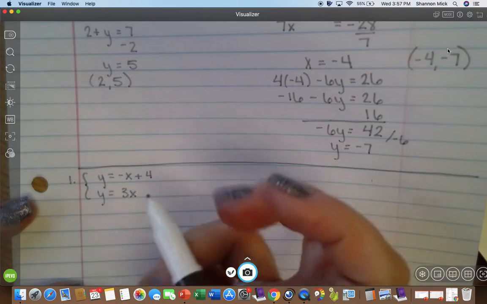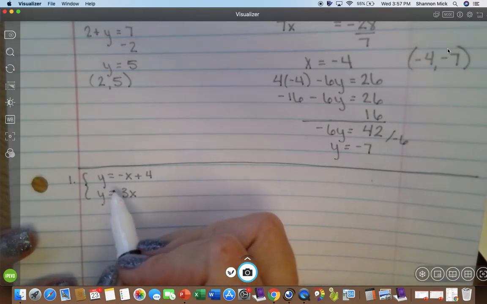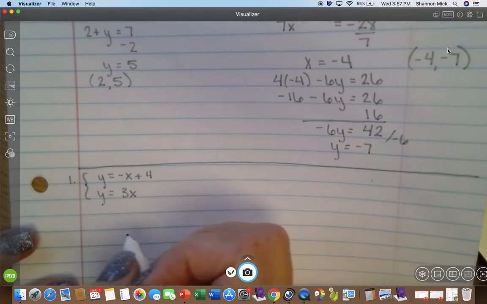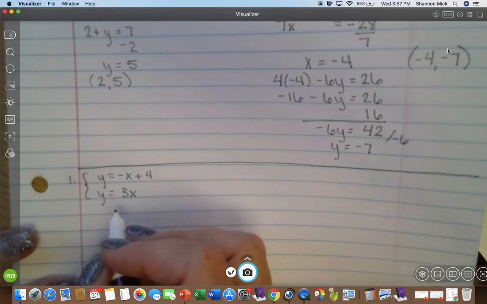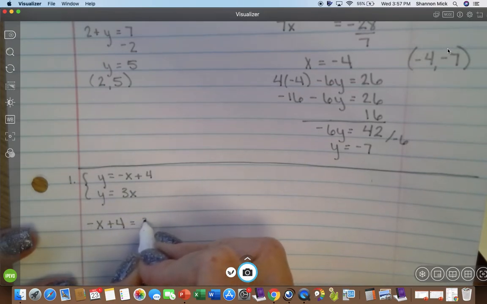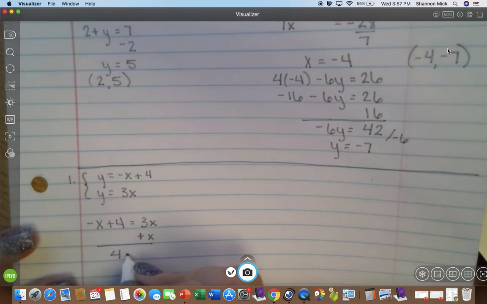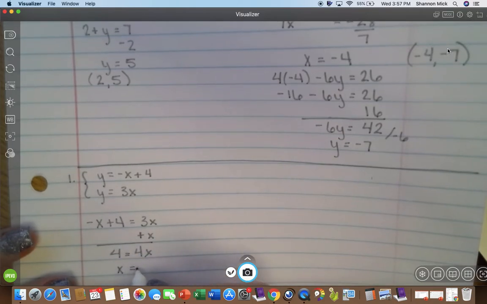So there's 2 ways we can do this. We can substitute one into the other, or they're both equal to y, so the transitive property says they're equal to each other. So I like to use the fact that they are equal to each other since they're both equal to y. So I have negative x plus 4 equals 3x. I add an x, and I get 4 equals 4x, and divide by 4, so x equals 1.